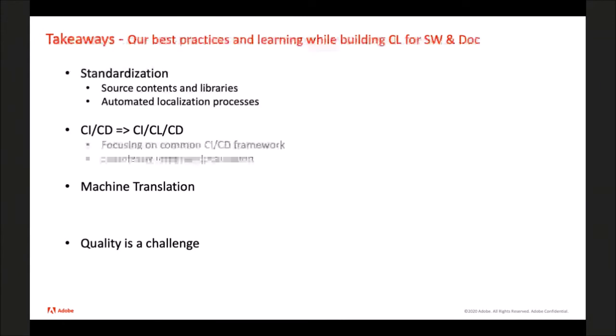So the next point is on the way to transform from CI/CD to CI/CLCD. Instead of working out 10 continuous localization solutions for 10 different CI/CD frameworks, you should spend your effort and focus on the most common CI/CD framework in your company, which is widely used by your core developers. And you need to make sure the integration of the localization process is easy and seamless, so that it's not a big lift for the core team to add it into their CI/CD framework.